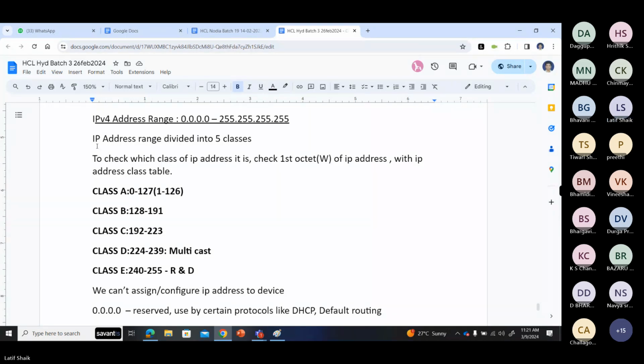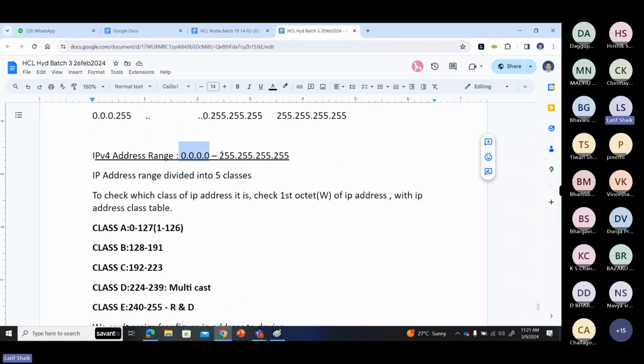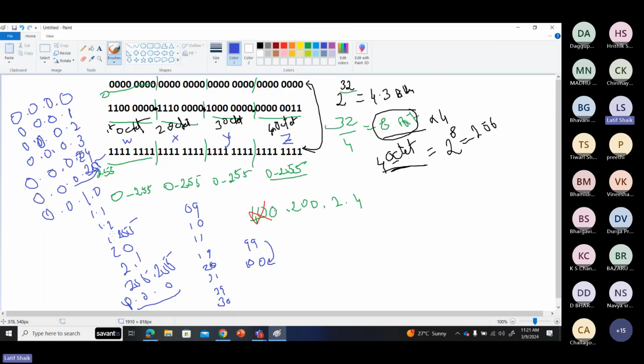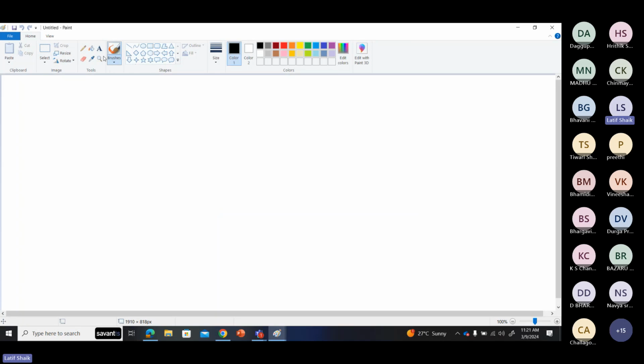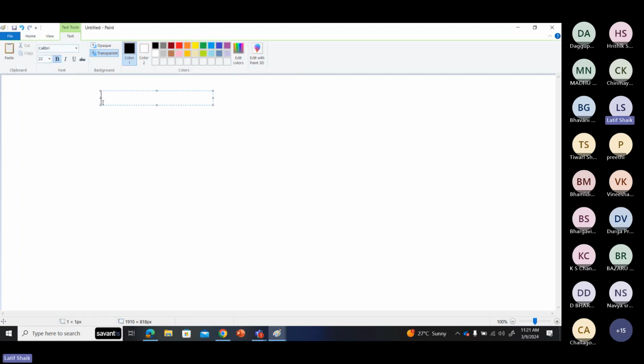Okay. The IP address range is divided into 5 classes. This is the total range. But this total range is divided into 5 classes. So I have written 0.0.0.0, and finally the last one is 255.255.255.255. So in between, there are many.